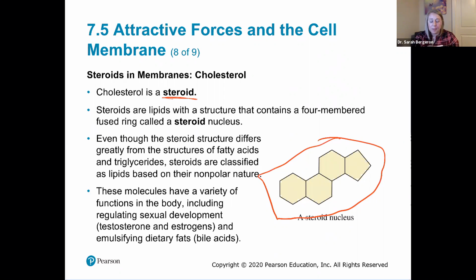And we know, right, steroids look very, very different than the fatty acids and the triglycerides that we've talked about so far, but we classify them all together because they're non-polar in nature. So they behave very, very similarly. And they have very, very important functions in the cell. So we know about all the different steroids inside of our body that can control sexual development, like testosterone and estrogen. We know that there are some that help us to digest our foods, so help to break down fats inside of our foods. That's bile acids. And so they're very, very important.